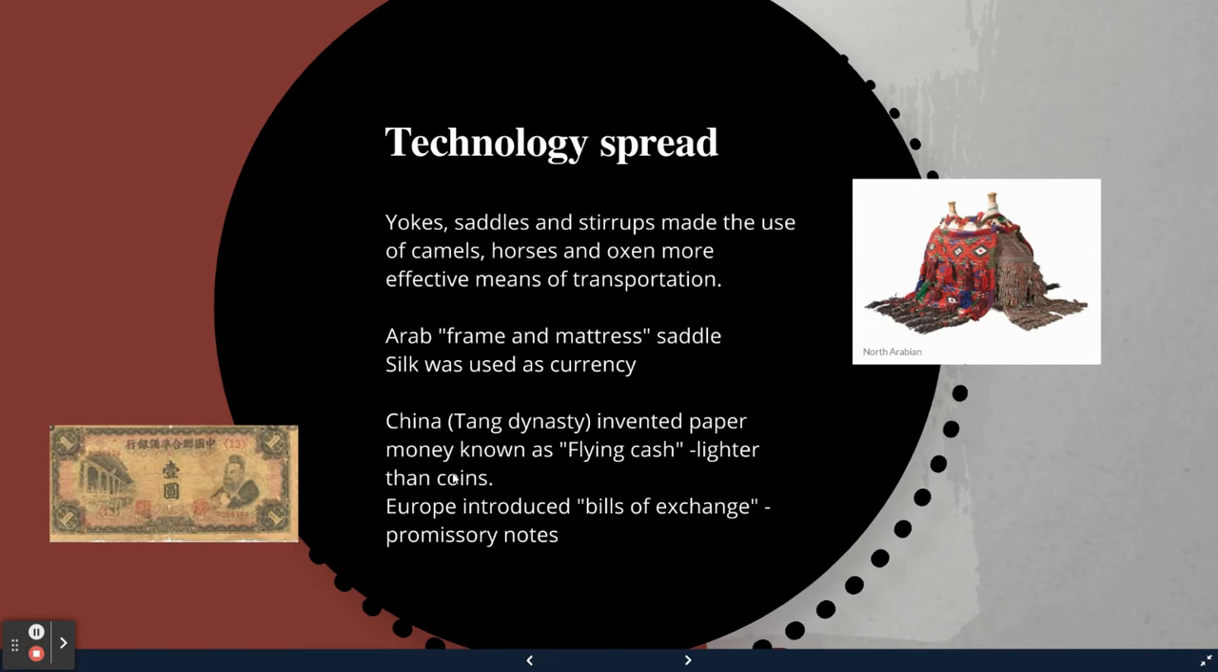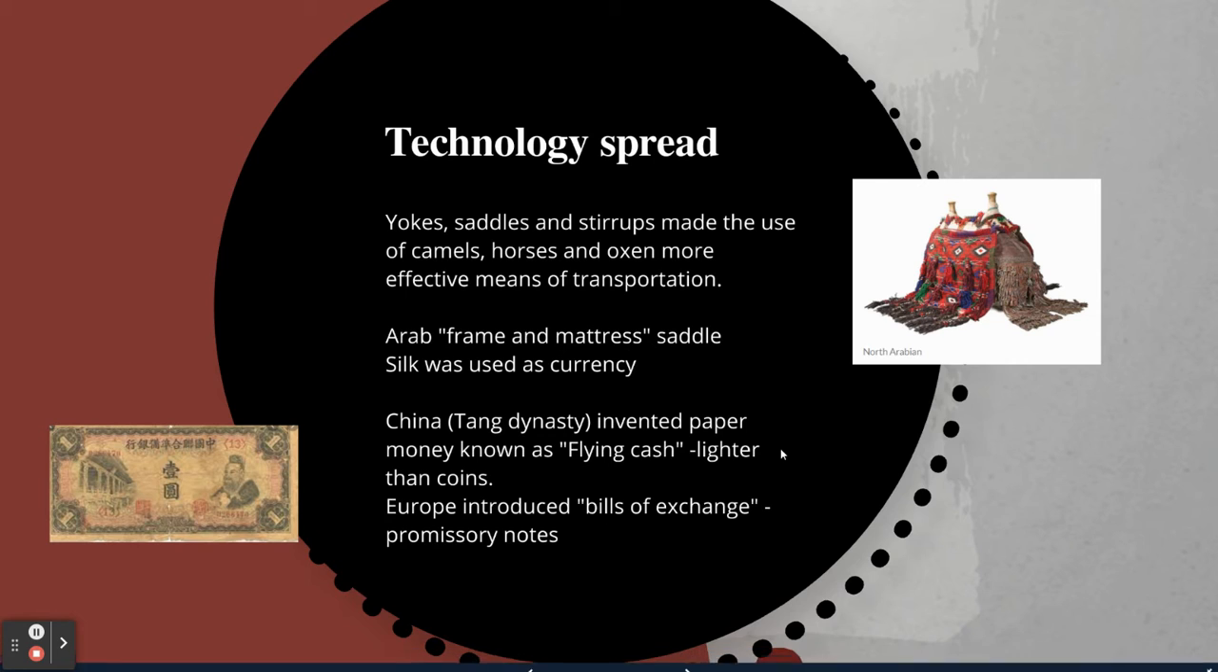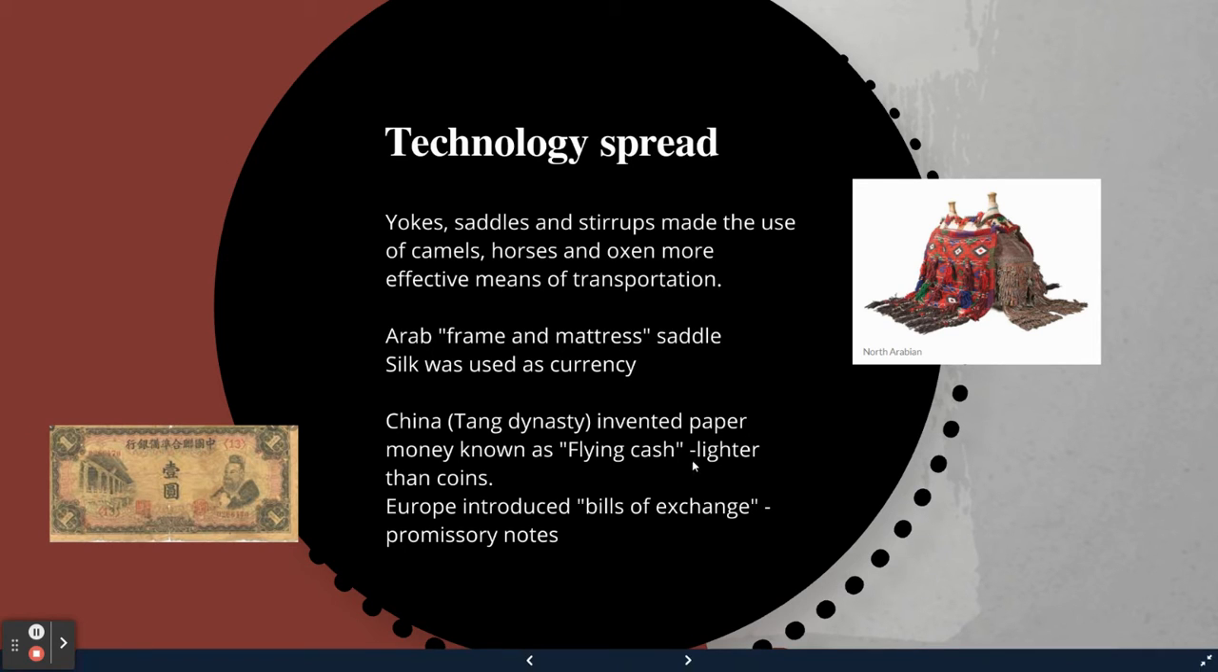In Tang, China, they're going to invent paper money known as flying cash. Now, this makes sense because isn't it much easier to just carry paper instead of coins or gold or goods if possible? And so, because of this, you're going to see a lot of people trading a lot of goods because of the cash, because it's easier to carry.